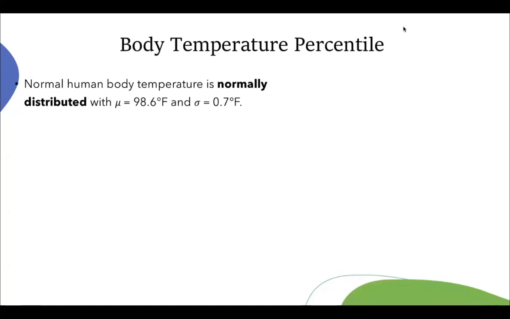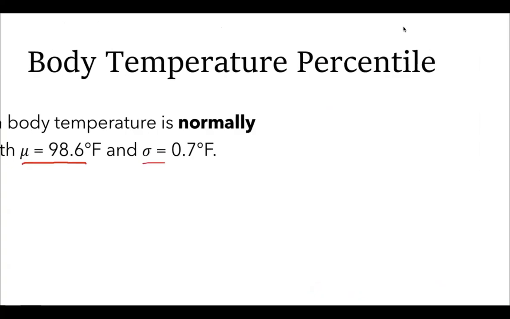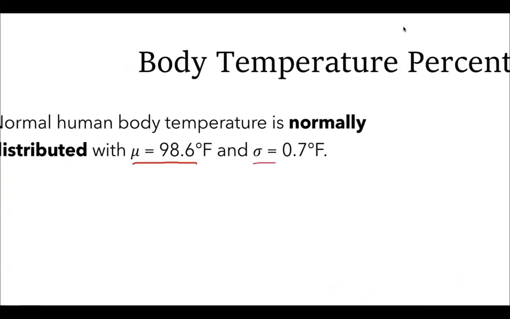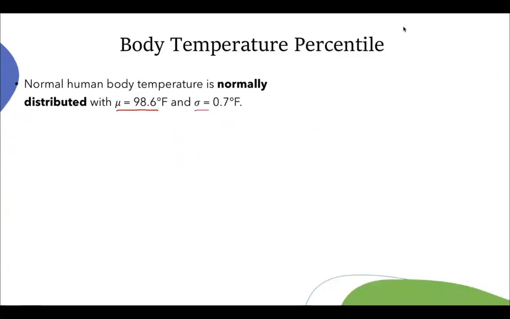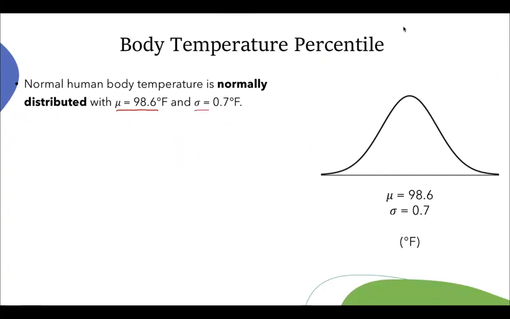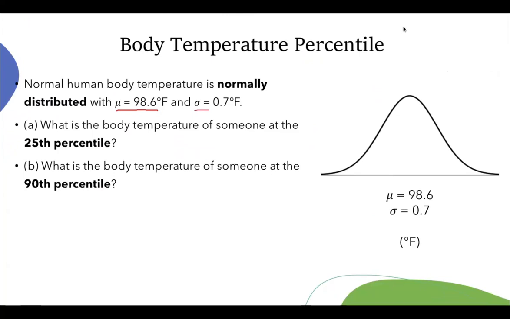Okay, we're dealing with human body temperature and we're given a mean and standard deviation. So in the center, we have 98.6 and a standard deviation of 0.7. What is the body temperature of someone at the 25th percentile? What is the body temperature of someone at the 90th percentile?